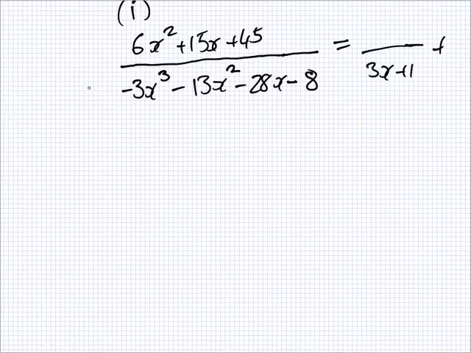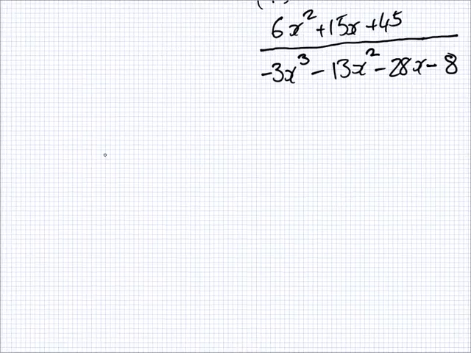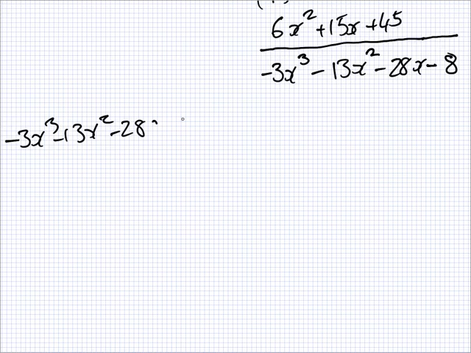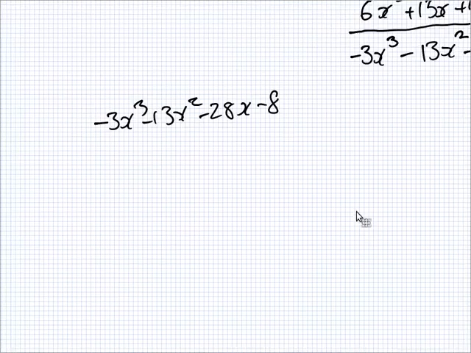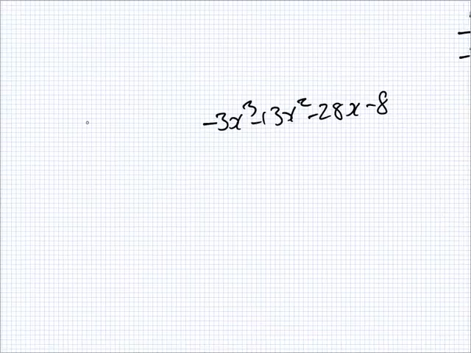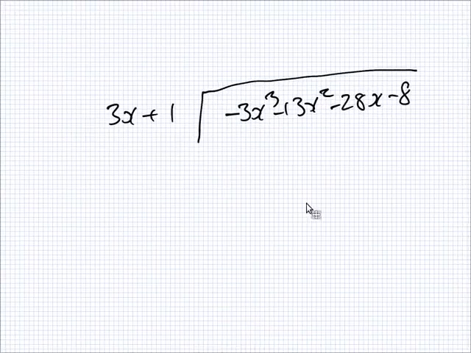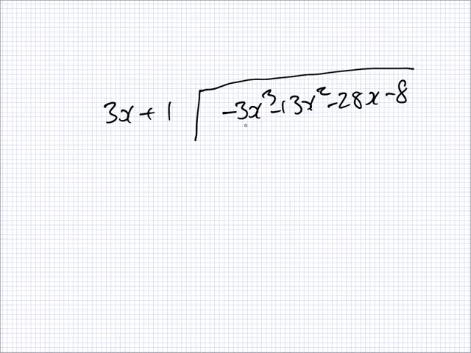So, on the side, what did I say? 3x plus 1, was it? Yeah. Right, on the side, 3x plus 1 divide. Minus, is it? Yeah. Right, what do I need first? Minus 1x squared. And then I'll get minus 3x cubed. And what was this one? Minus 13.